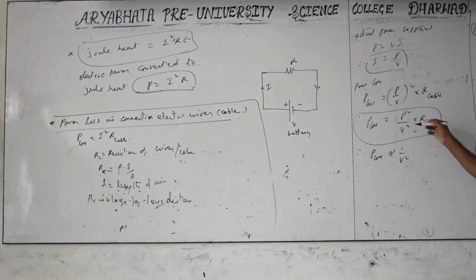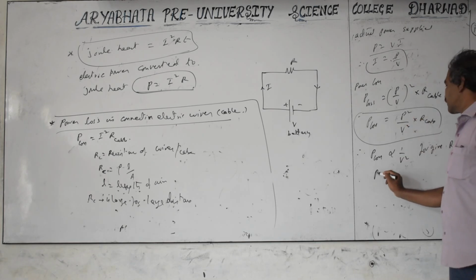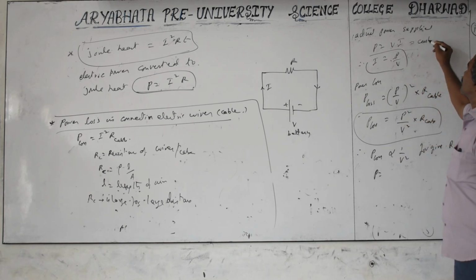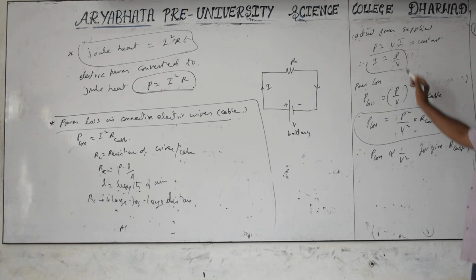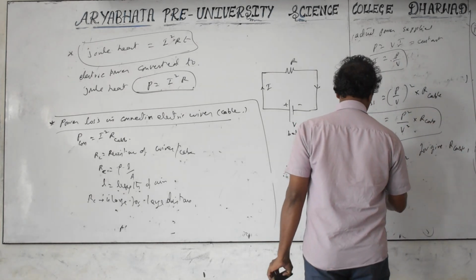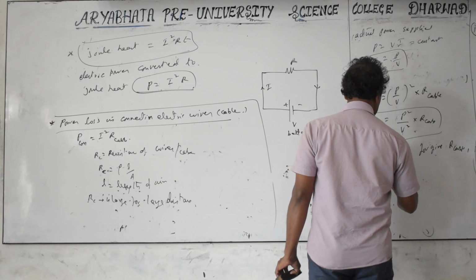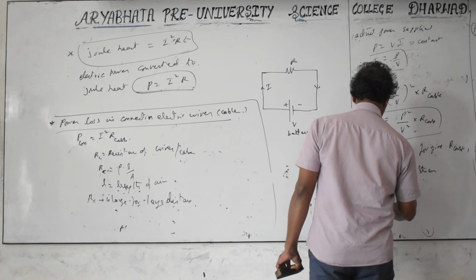R depends on the length, but R is constant for a given cable. P is constant, that is the initial power produced by the power station. Now I substitute it here into P square by V square R. So more voltage, less power loss. Therefore, if V increases, then power loss decreases.